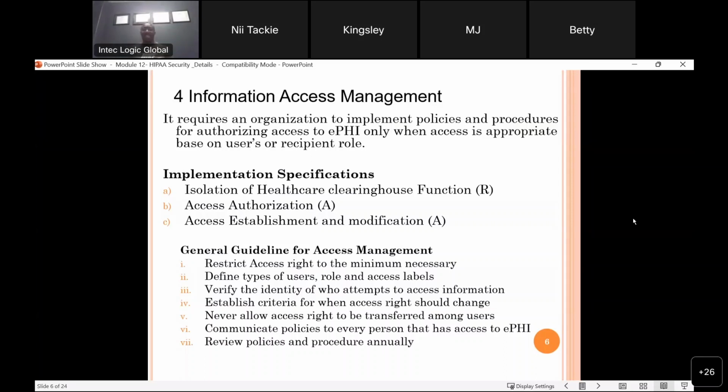Access establishment and modification. Before your access is given to access PHI, there needs to be a process. I cannot just get up and say that because I've been employed within the clinic, I should have access to PHI. No. My supervisor should be able to request that access for me. Then state my role. Then whoever is managing the system will be able to place me at the right place.